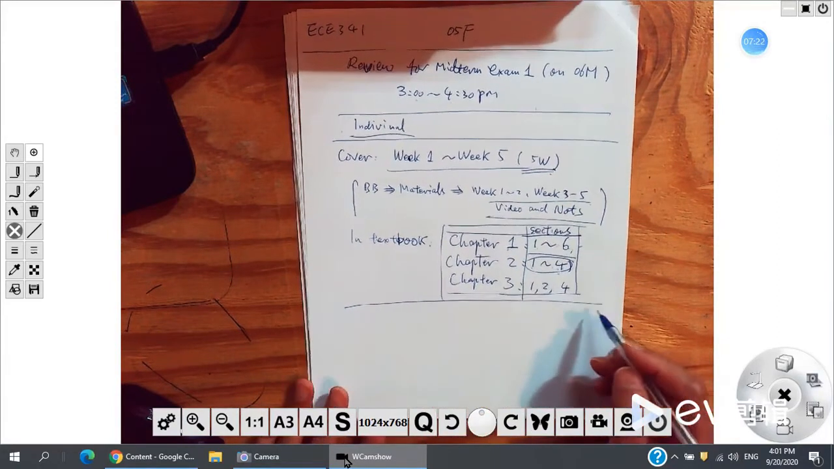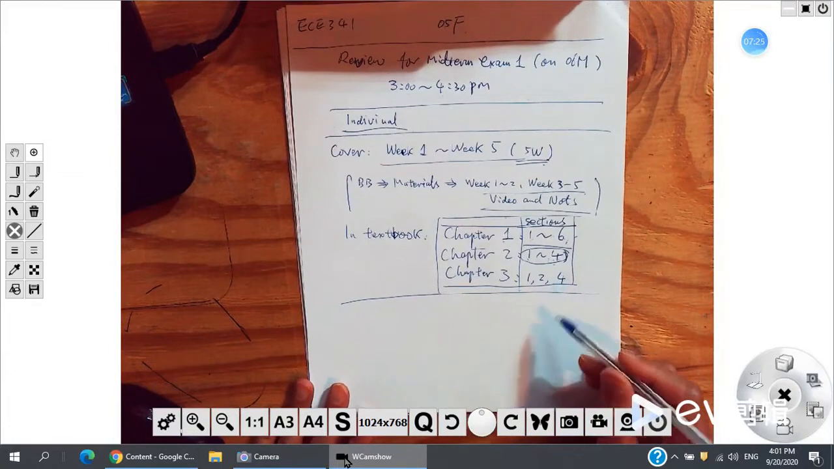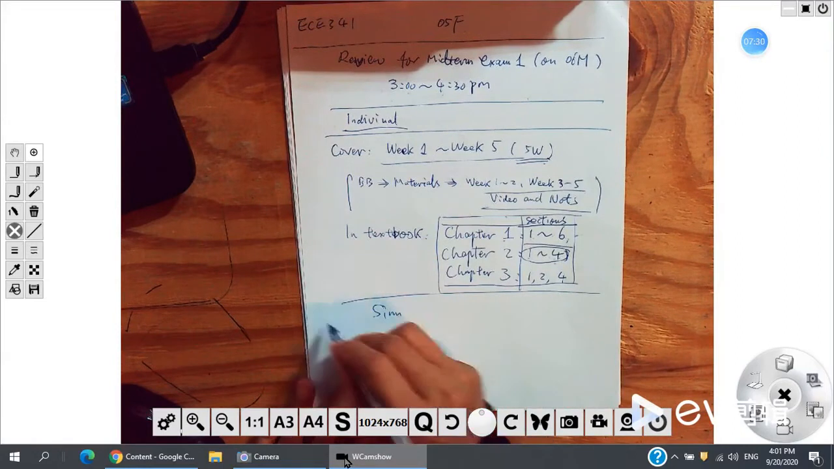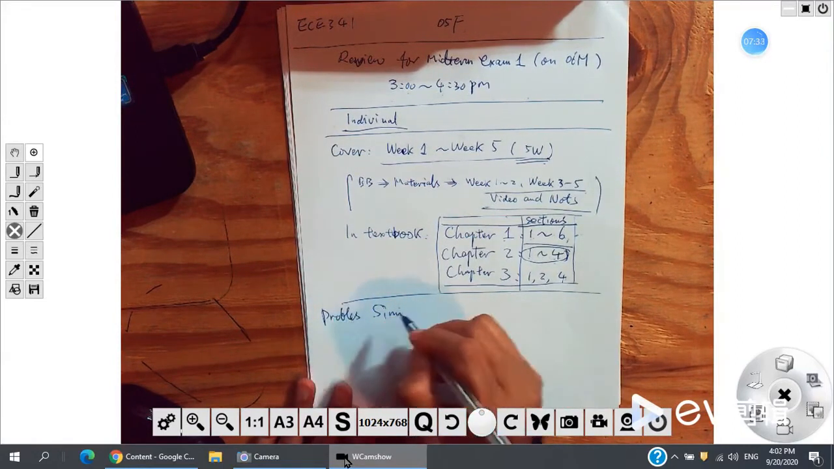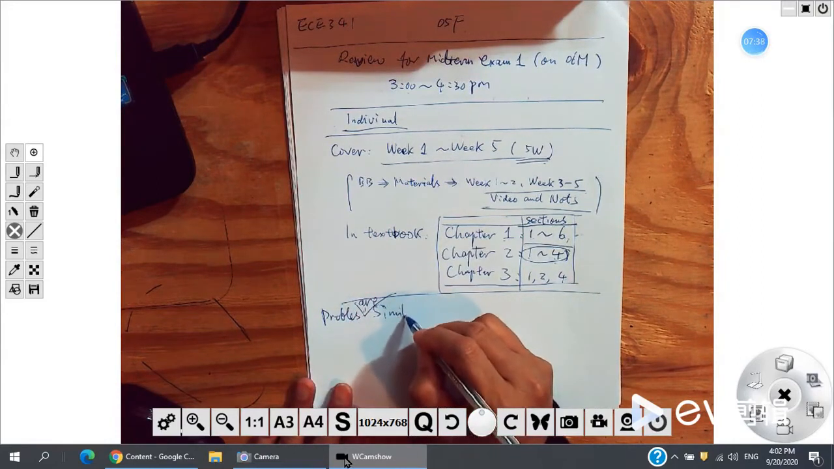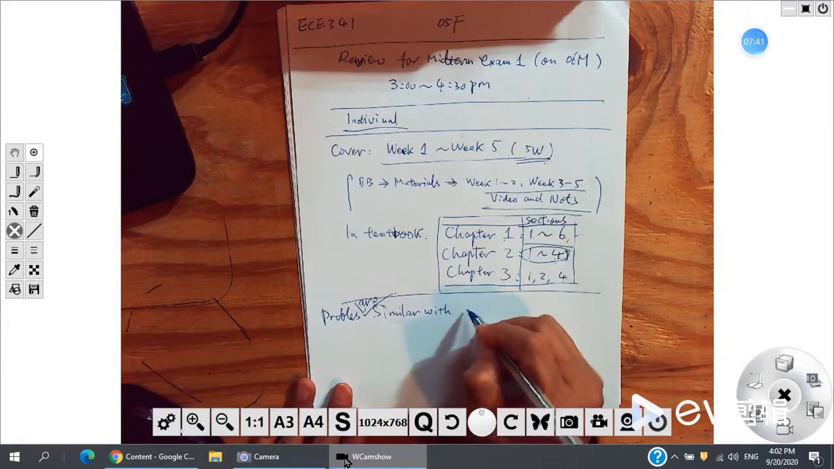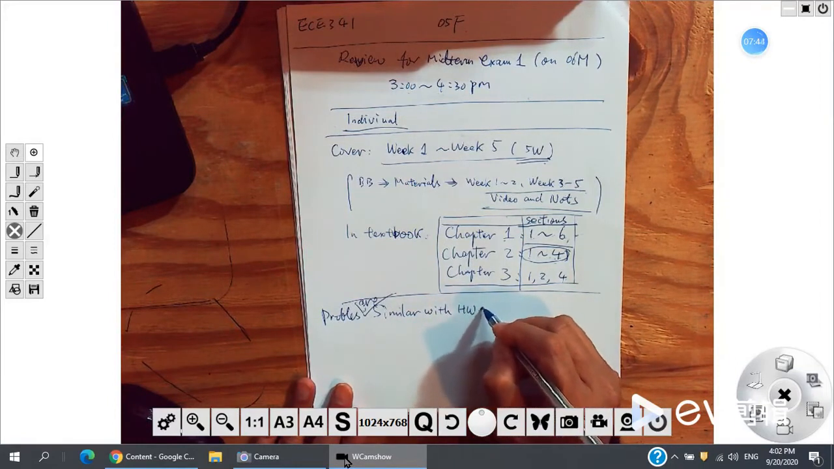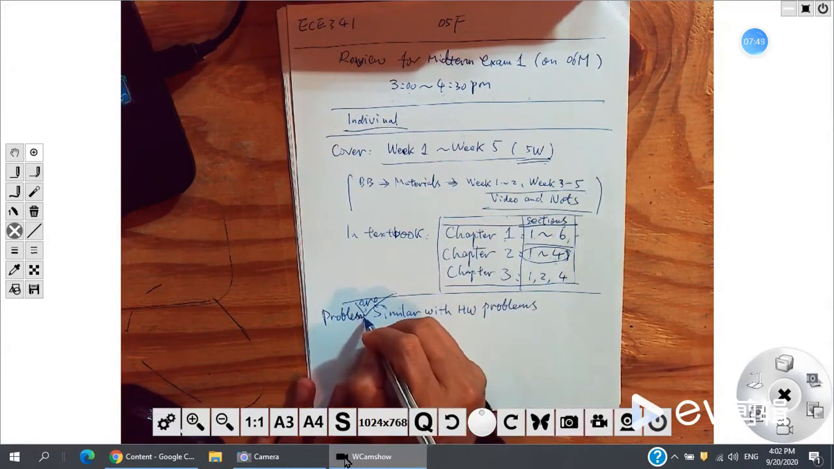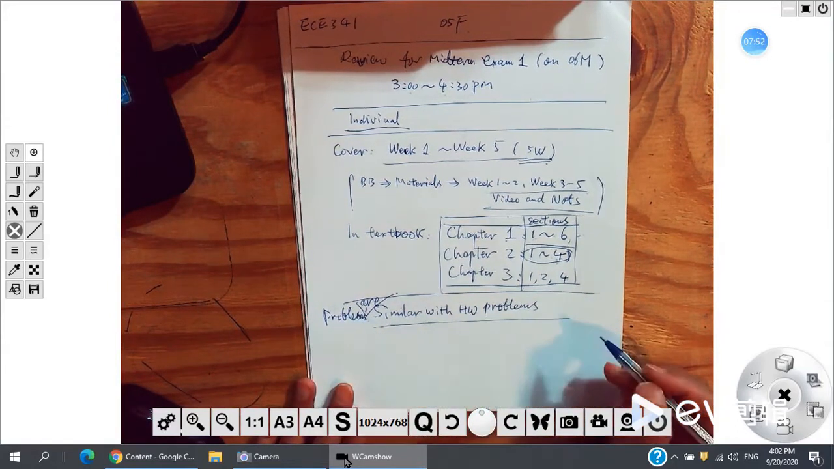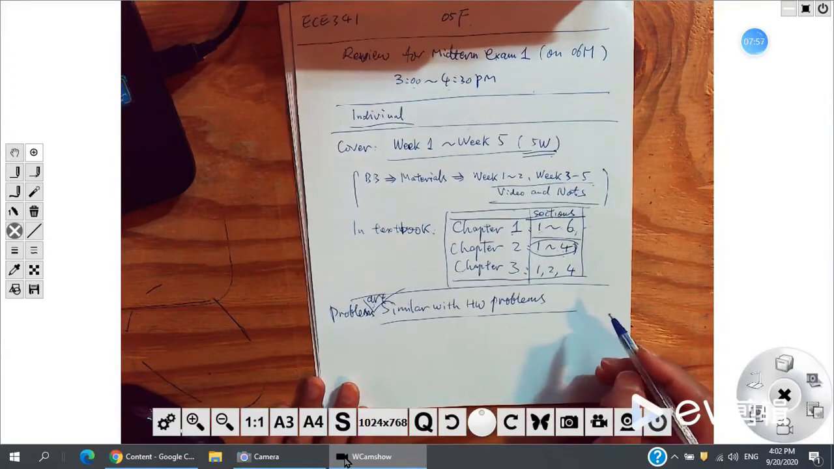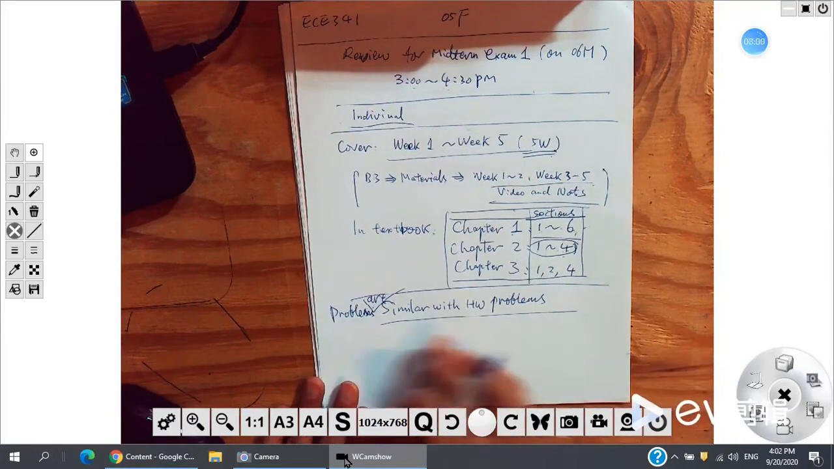The exam problems will be similar to the homework problems. There will be four problems in total for the exam.